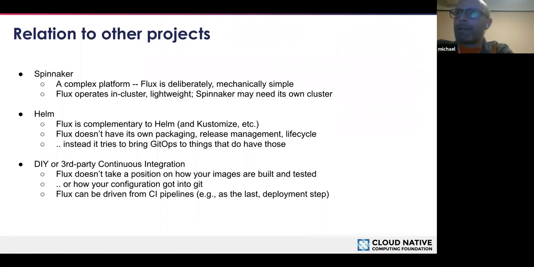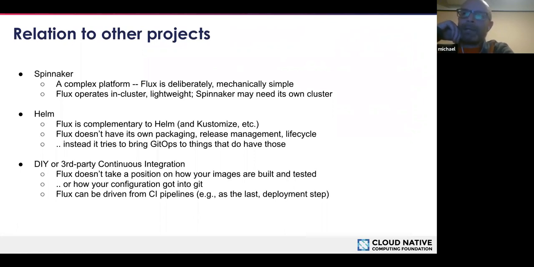Another thing that might come up is, why don't I just write my own, or can't I just derive this from continuous integration? You can, of course, and that works pretty well. I think Flux is maybe more in the spirit of Kubernetes, of having a system of record and then a reconciliation process, whereas continuous integration tends to be more event-driven.